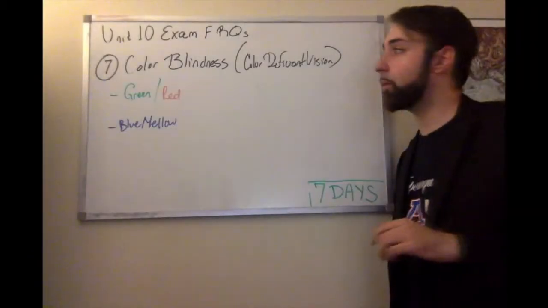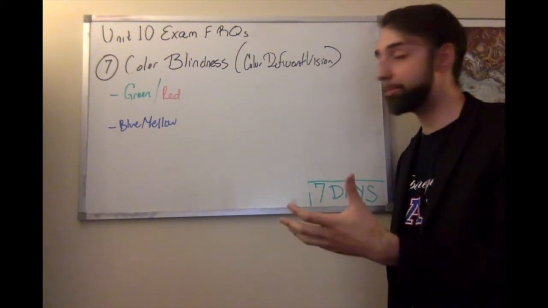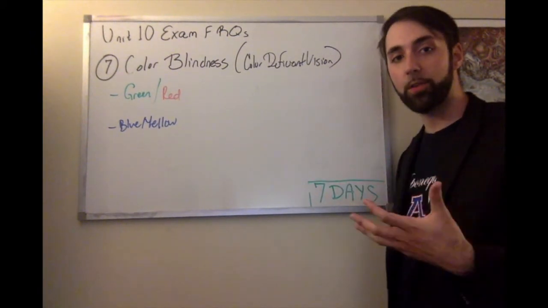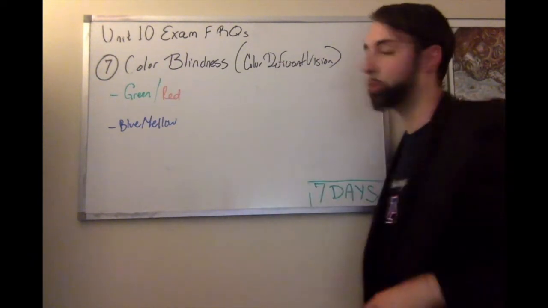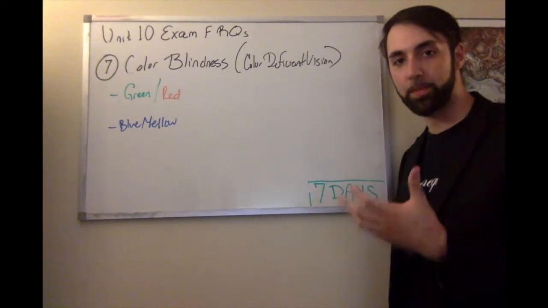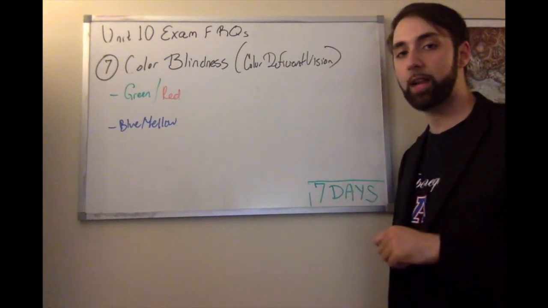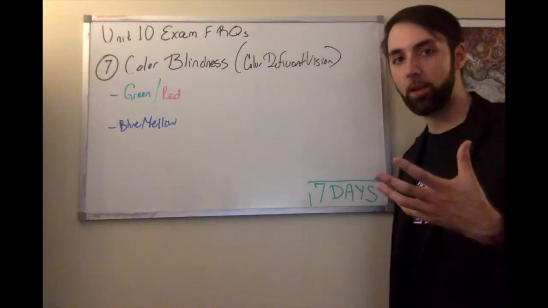The 7th bullet is what we call color blindness. It can sometimes be referred to as color deficient vision. There are a few different forms of color deficient vision. Some of the most common ones are having a difficult time differentiating between red and green due to some type of deficiencies or malfunction with the specific cones associated with those colors. Another fairly common one is difficulty evaluating blue and yellow.